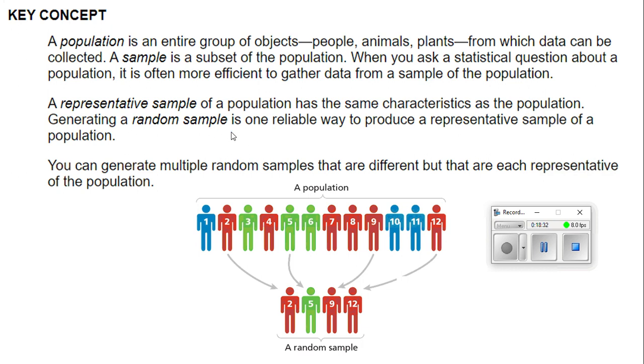Now, if you took a random sample of that population, you're going to want to select only people that are registered voters. So maybe there's a population of 4,000 people, 3,000 of them are registered voters, and you take a sample of them, let's just say 300 of those people, to try to find out which way people are voting in the election. You can generate multiple random samples that are different, but that are each representative of a population.